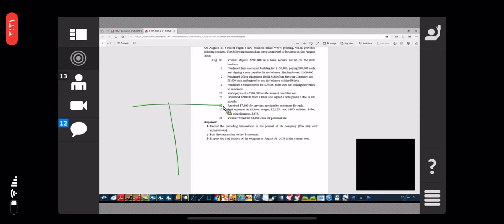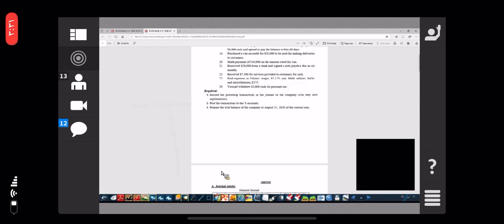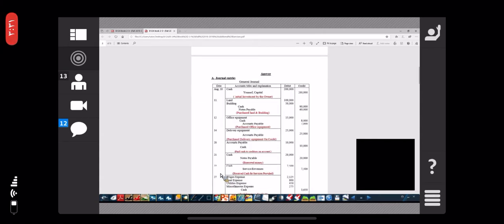Clear? So what we will do now: when he asks you to post transactions to the T account or to the ledger, it means you need to go to the journal entries or the general journal, and you need to open one T account for each account. Okay? So for each account, you need to open one T account.